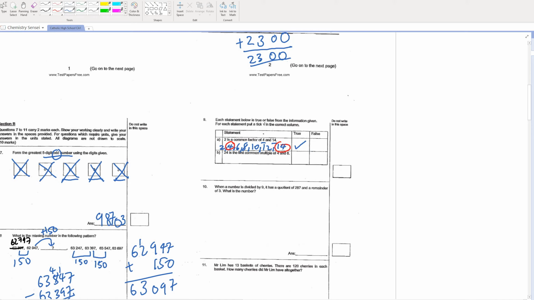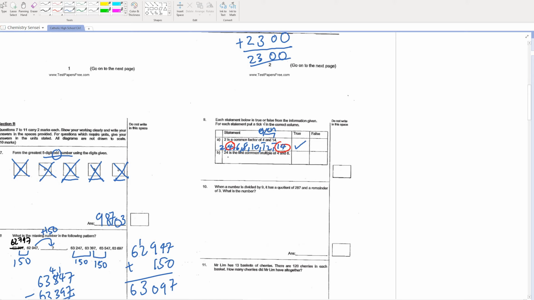One quick way to know that they are common factors of 2 is by looking at whether they are odd or even numbers. As both of them are even numbers, they are divisible by 2.